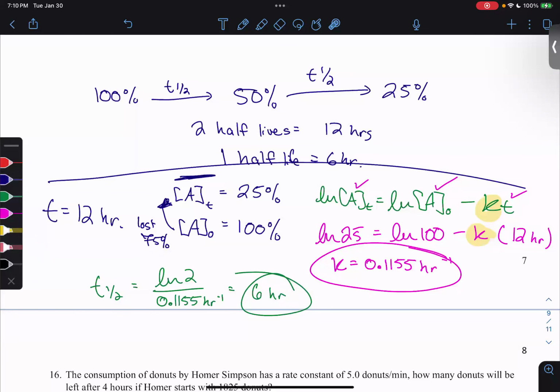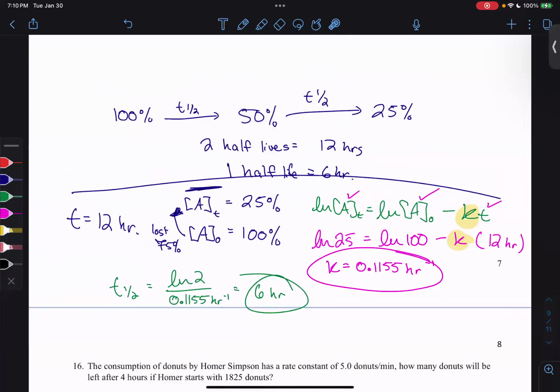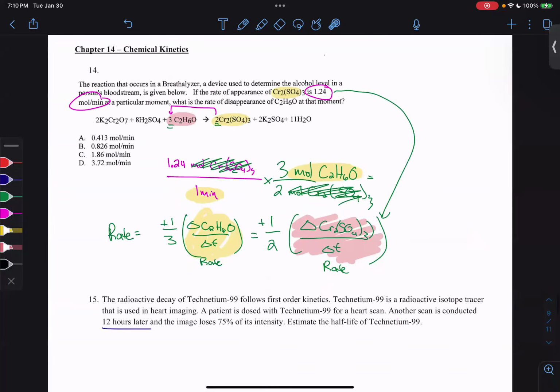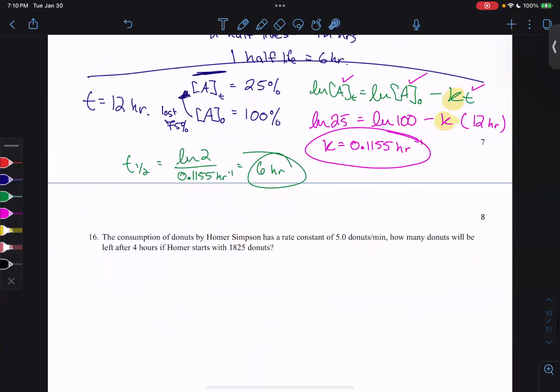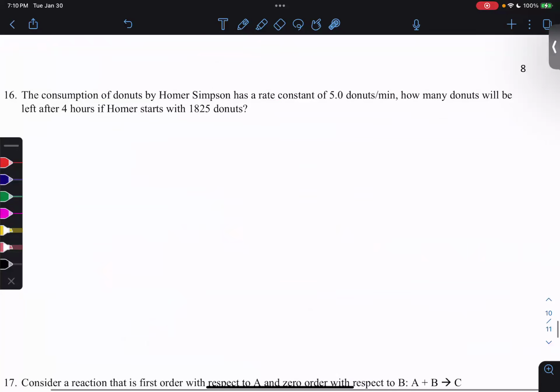So what do you like more, the lazy way or the integrated rate law? The integrated rate law, I like it better. Just get k, and then convert it to T1/2 so it makes sense. Okay, so there's that one. That was integrated rate law. Let's do one more integrated rate law.